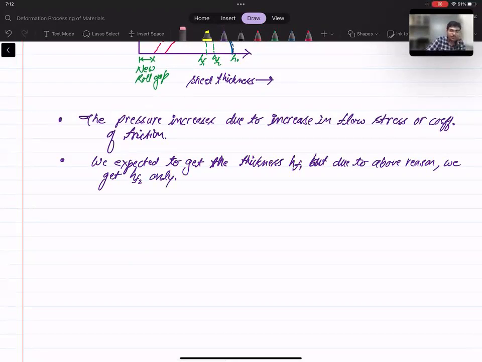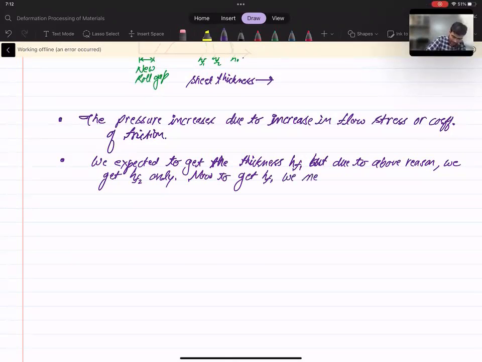Thus, to further reduce the thickness, we need to reduce the... okay.